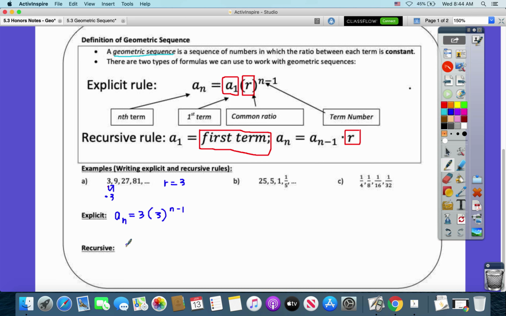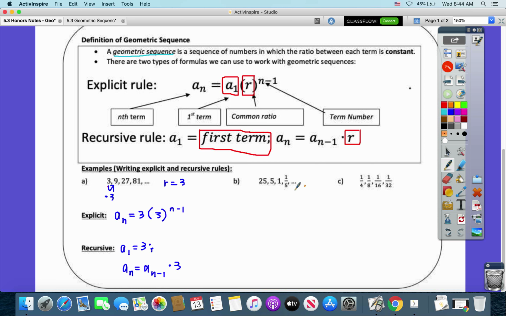For the recursive rule, our first term, we start with a sub 1 equals 3. And then the second part of this, we have a sub n equals a sub n minus 1 times 3. And remember, we're just saying to find any term, we take the previous term and multiply by 3, starting at the number 3.